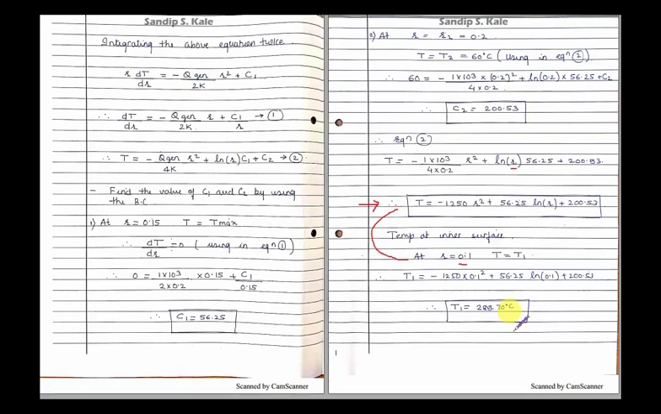So I hope you have understood the numerical. Very easy, simple steps. Integrate the Poisson's equation twice. Find the value of C1 and C2. After finding the value of C1 and C2, substitute in the equation. You will get a temperature distribution equation. Substitute the value of the radius. You will get the temperature at the inner surface.